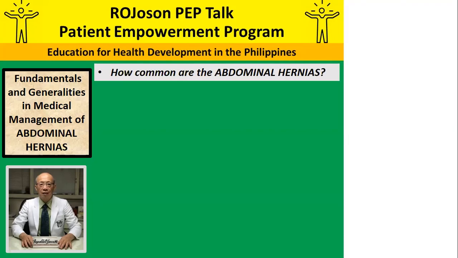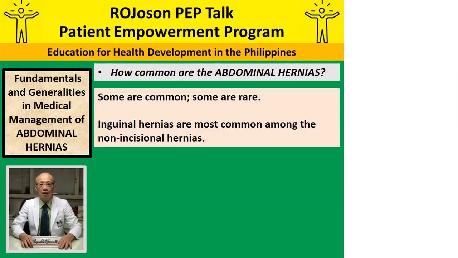How common are the abdominal hernias? There are so many types of hernias. Some are rare, some are common. But the inguinal hernias, or the groin hernias, are the most common among the hernias.